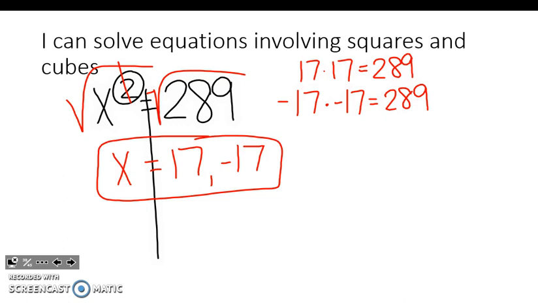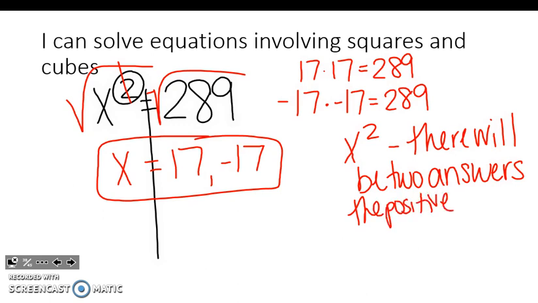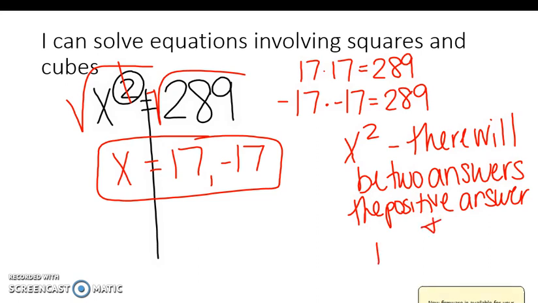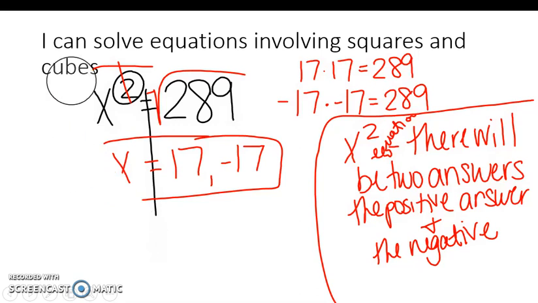Part of this is just going to be remembering that if it's a squared problem, there will be two answers: the positive answer and the negative. So when it's an x squared equation, there will always be two answers. Always, always, always. Okay, I'm going to move on. If you need that, go ahead and pause it.